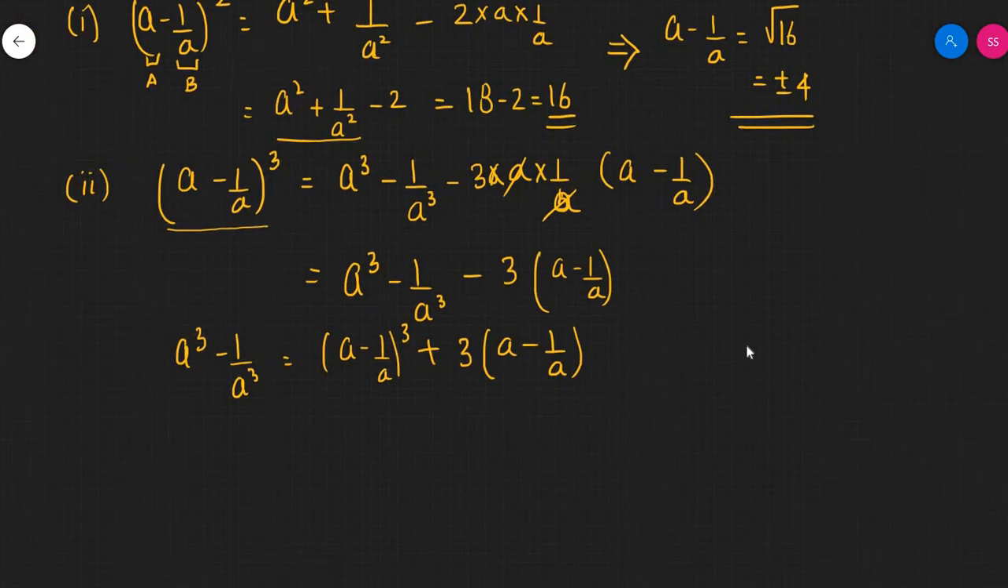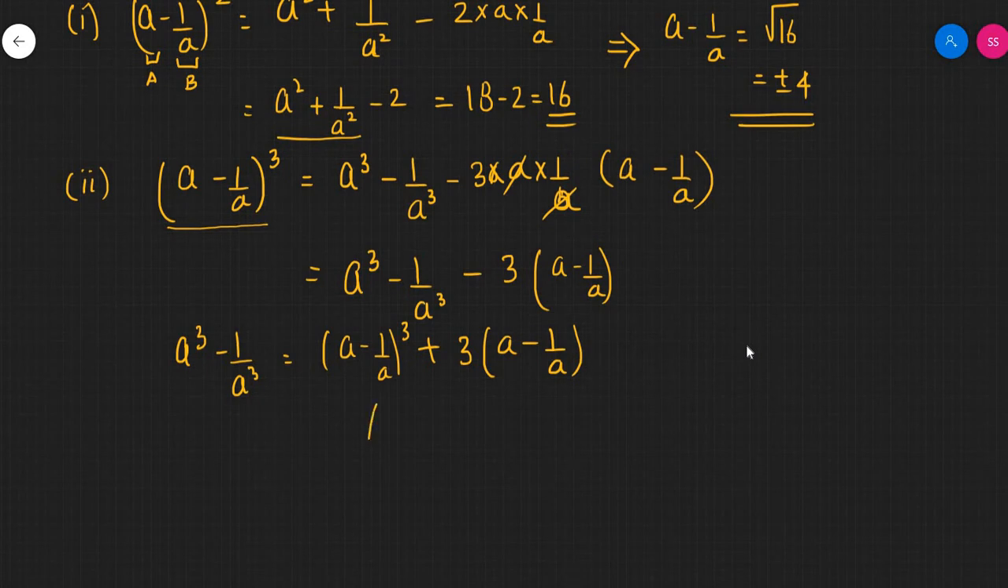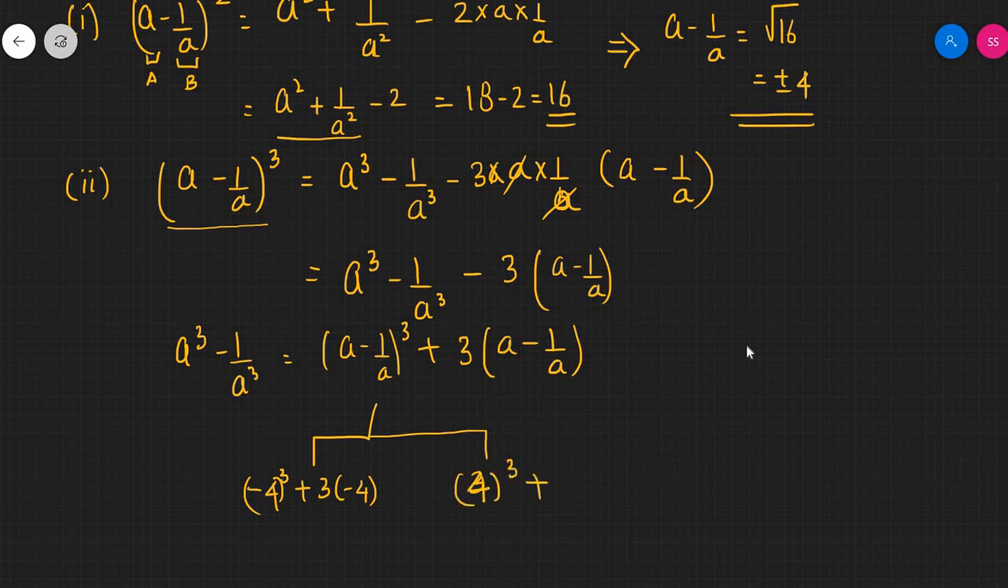Now there are two values for a minus 1 by a. You can first substitute minus 4. You would get minus 4 cube plus 3 into minus 4. The other would be, since a minus 1 by a is plus or minus 4, this would be for a minus 1 by a equal to minus 4, and this would be for a minus 1 by a equal to plus 4. So you can substitute this: 4 cube plus 3 into 4.